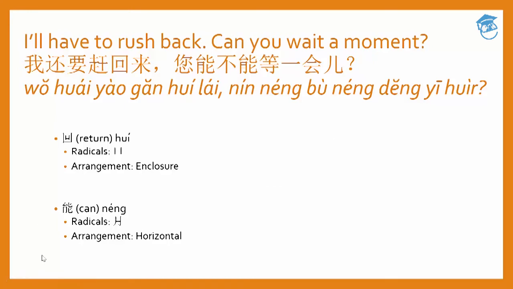And the next one is 能. 能 means can. So it's like saying the capability of someone to do something. Okay, this is the pinyin 能, and the radical is this one, what's on the bottom left here. The arrangement is horizontal because you have a left and right component, but as you can see, both the left and right components also have top and bottom components.